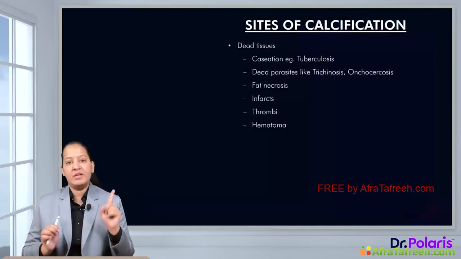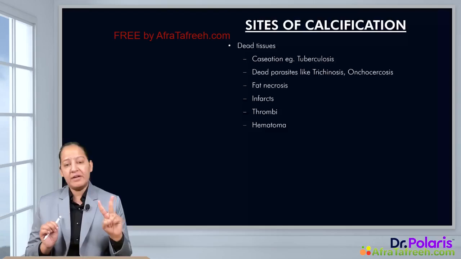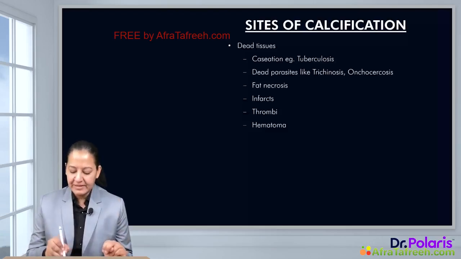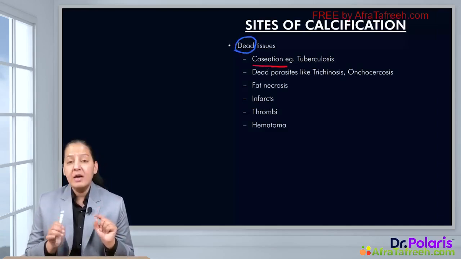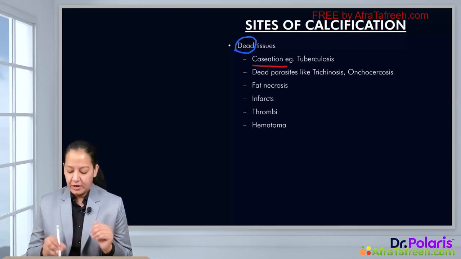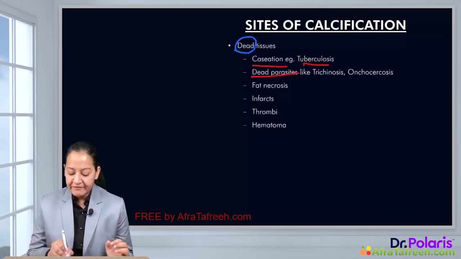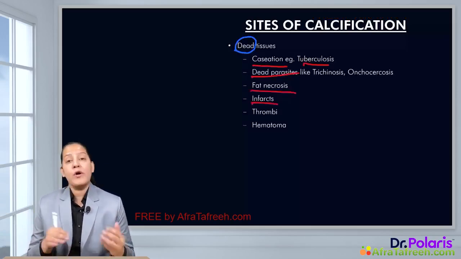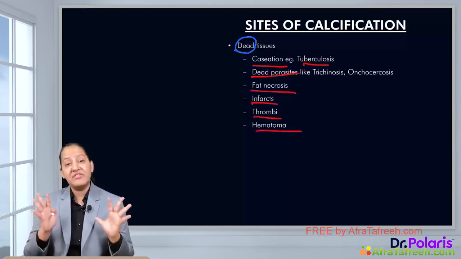So what are the sites of dystrophic calcification? There is dead tissue and there is degenerated tissue. Can you enumerate some dead tissue? Can you enumerate some degenerated tissue? Here are the examples in front of you. Let me give you some examples of dead tissue: caseous necrosis, like in tuberculosis; dead parasites, sometimes present in the human body; fat necrosis, infarcts or coagulative necrosis, thrombi, hematoma. These are the examples of dead tissue.